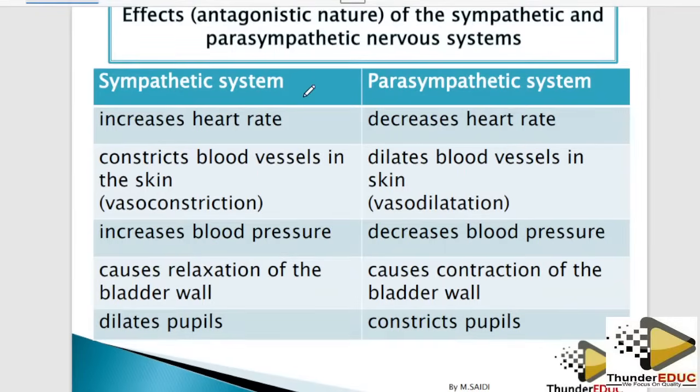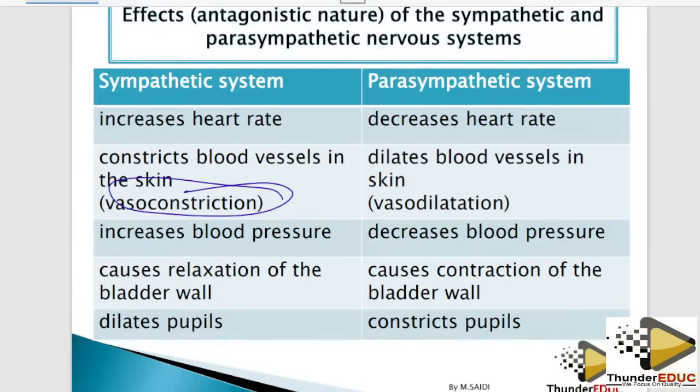During the sympathetic nervous system, that's when adrenaline works together with the sympathetic nervous system to bring about emergence. There will be an increase in the heart rate. Constriction of blood vessels in the skin, vasoconstriction. You see? Definitely, this is what they are trying to say in that question.